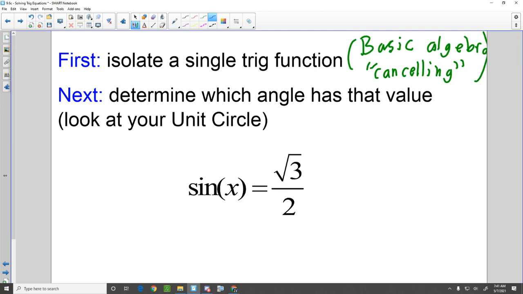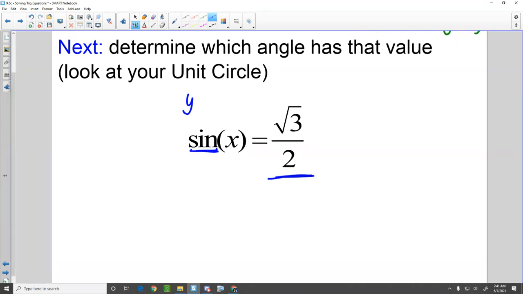You look at your unit circle and you try to figure out, all right, which angle has that value? When I say value, I mean look at first your trig function, sine, and think, all right, which part of the coordinate is the sine asking for? And we know that, oh, sine, that's the y coordinate. So you're looking for, where's there a y coordinate of the square root of 3 over 2? And that's it. So that's how you're going to solve these.